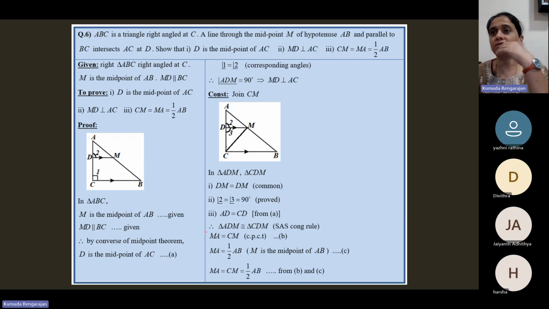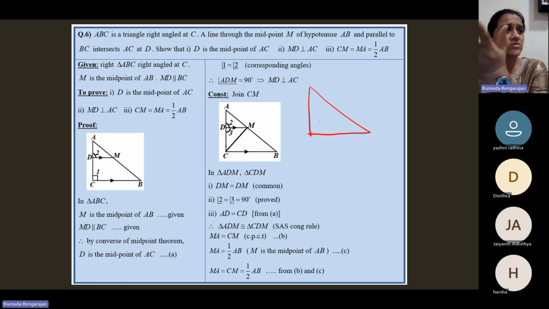Okay. Now, a few things we have to say here: when you draw the diagram itself, you will not know that you have to mark angle 1 and angle 2 here. You have to draw the diagram as per the given information. Read the question and draw the diagram. ABC is a triangle.